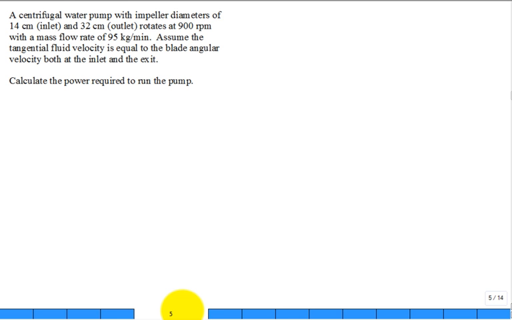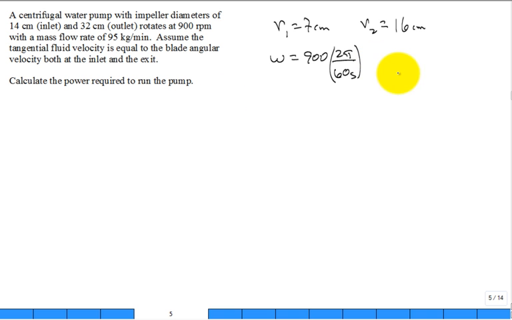A centrifugal water pump with impeller diameters of 14 on the inlet. So R1 is 7 centimeters. If the diameter is 14, the inlet radius is 7. And then the R2, if 32, that's 17 centimeters, right? No, 32, 16 centimeters for R2. And it rotates at omega equal to 900 revolutions per minute, times 2 pi, divided by 60 seconds, and you can get this now in radians per second. It has a mass flow rate, m dot, of 95 kilograms per minute. Assume the tangential fluid velocity is equal to the blade angular velocity both at the inlet and at the exit.